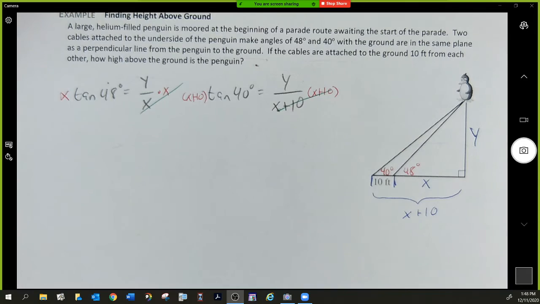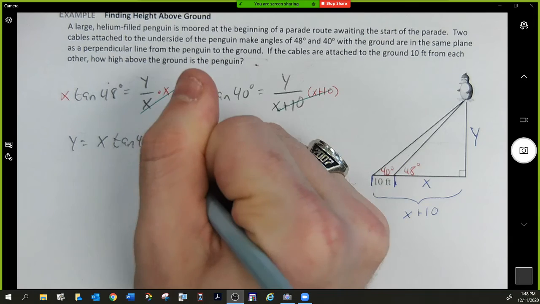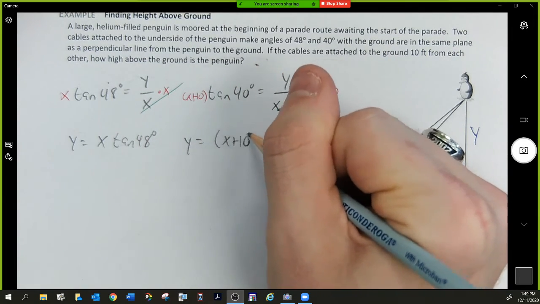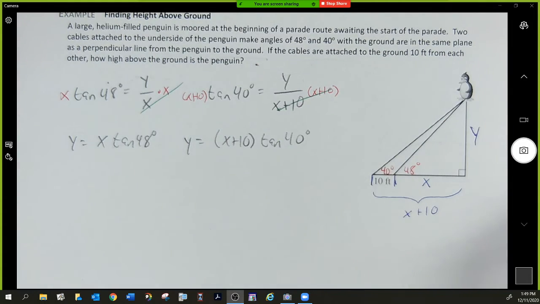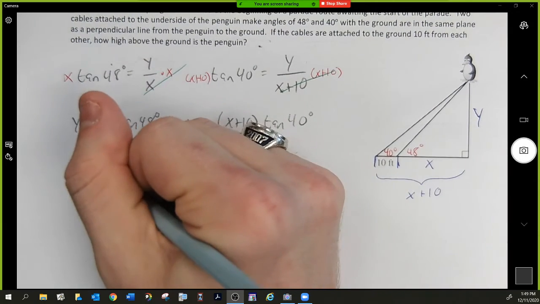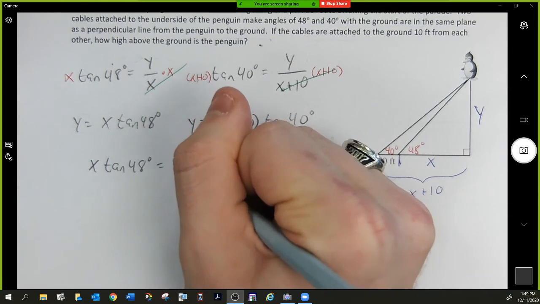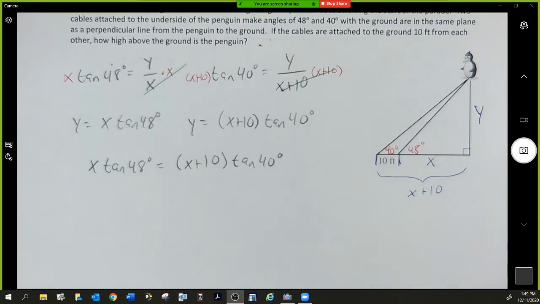And now they both say y equals. I know that y equals x times the tangent of 48 degrees. And they also know that y equals x plus 10 times the tangent of 40 degrees. And since they both equal y, that means they equal each other. So since I'm down to one variable, clearly I'm going to be solving for x here.